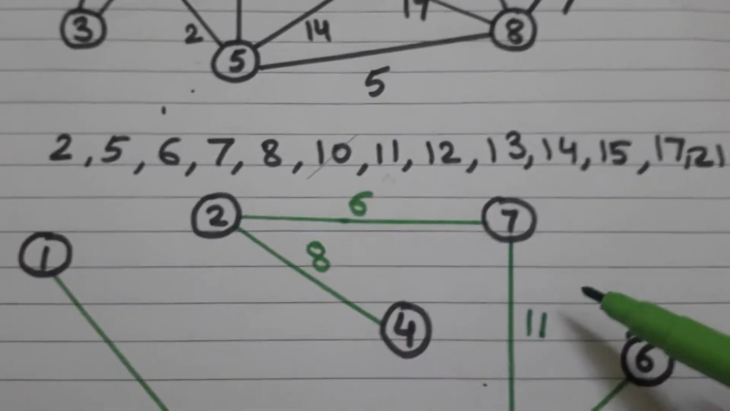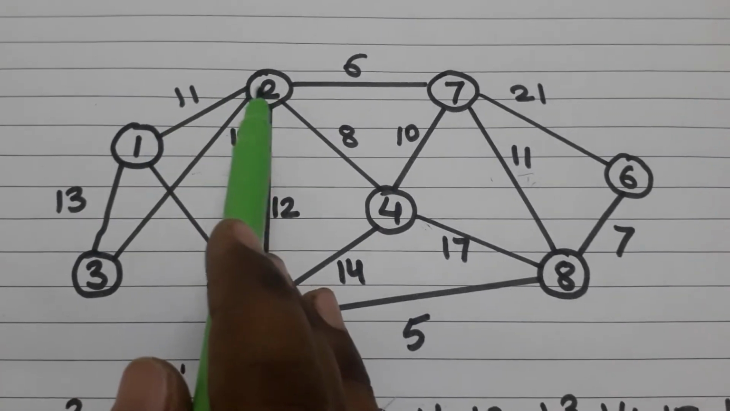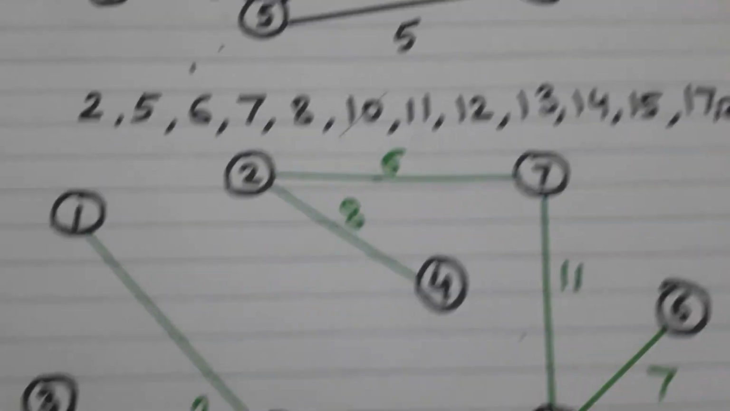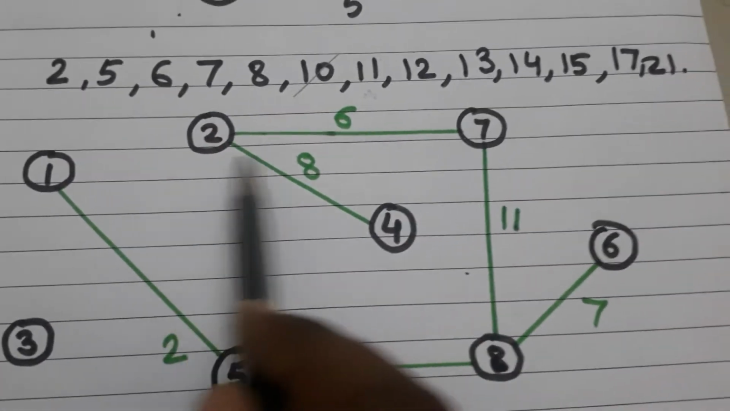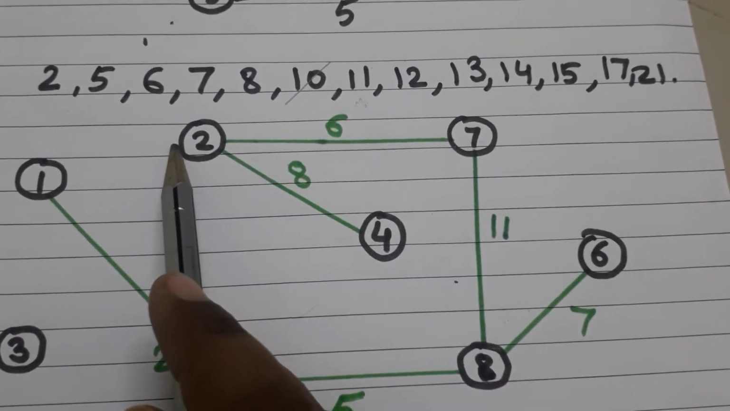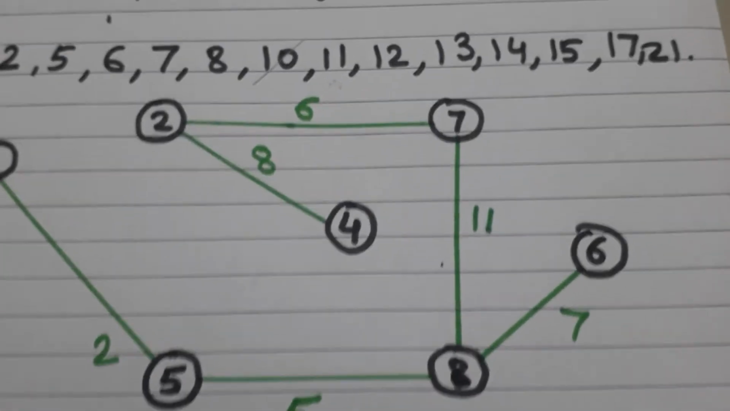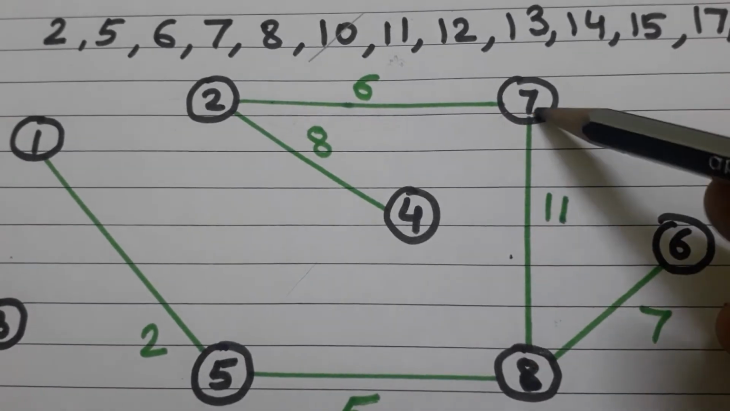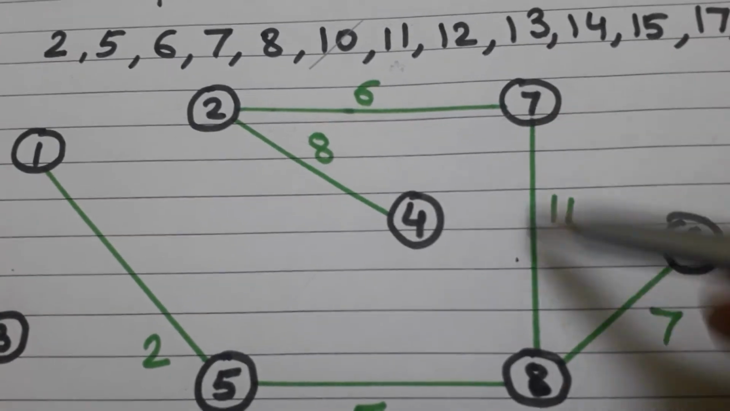Now as we know that 11 age is repeated over here, from age 1 to 2 this weight is also 11. But here in this diagram, if we draw this age from the age 1 to 2, it will become a closed loop. So therefore we will not add this age. Now, from these two ages, either we can draw here the age 7 to 8 or 8 to 7.